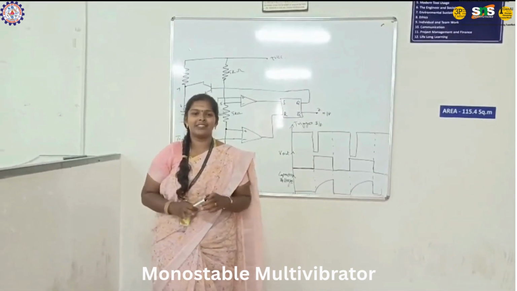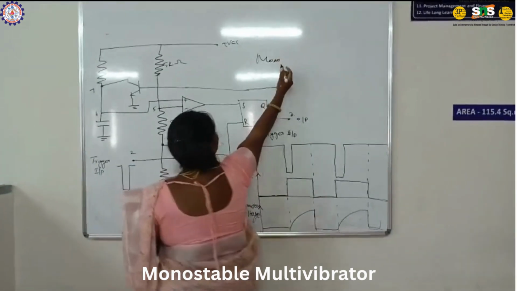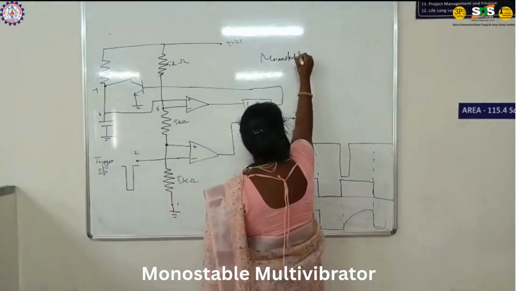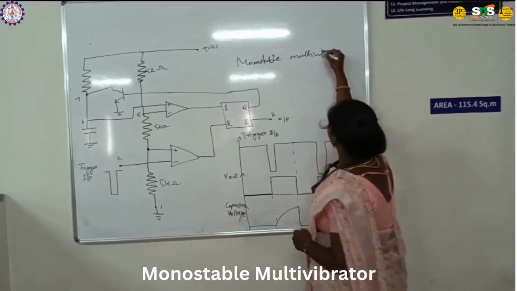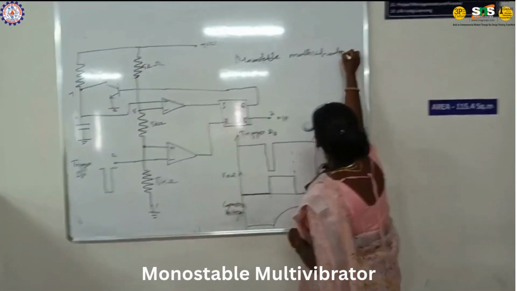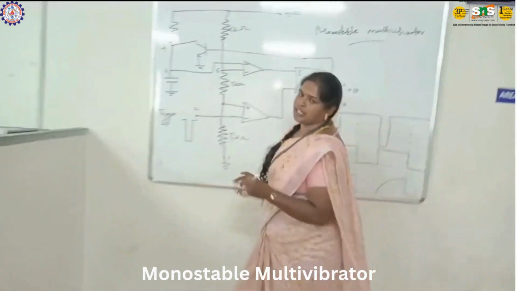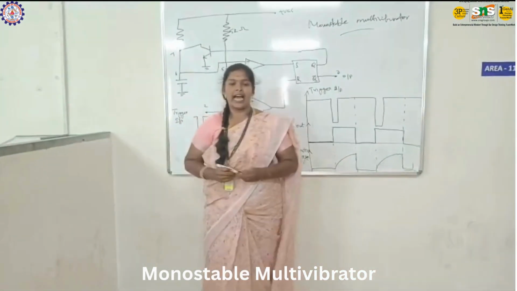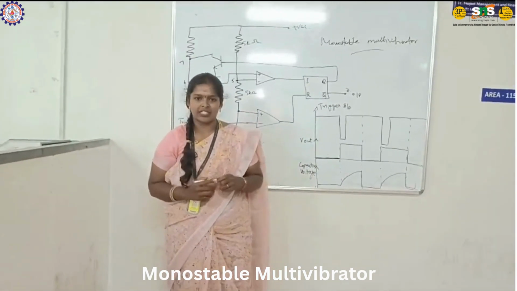So today's topic is monostable multivibrator. Mono means it has two states, that is one stable state and one unstable state.